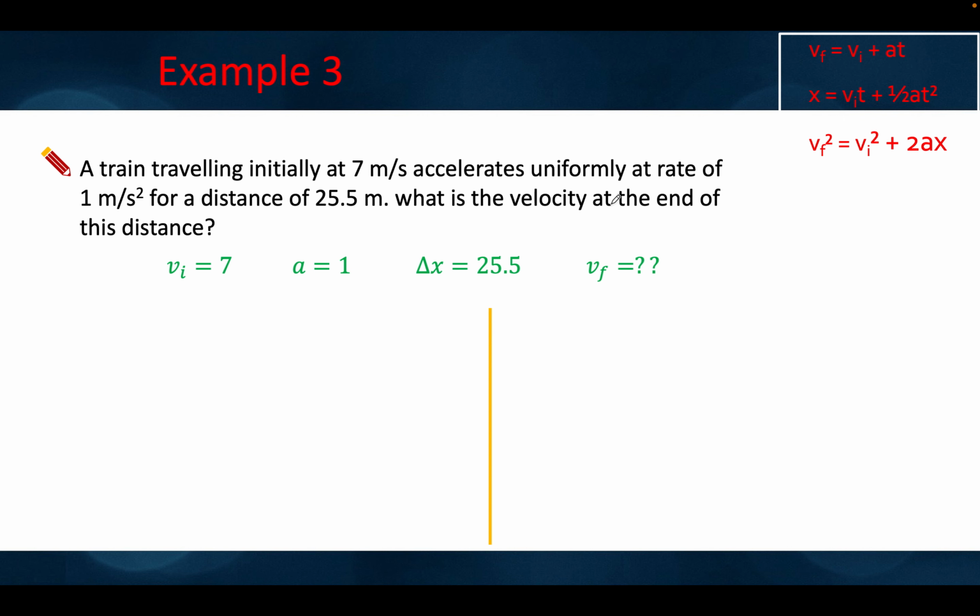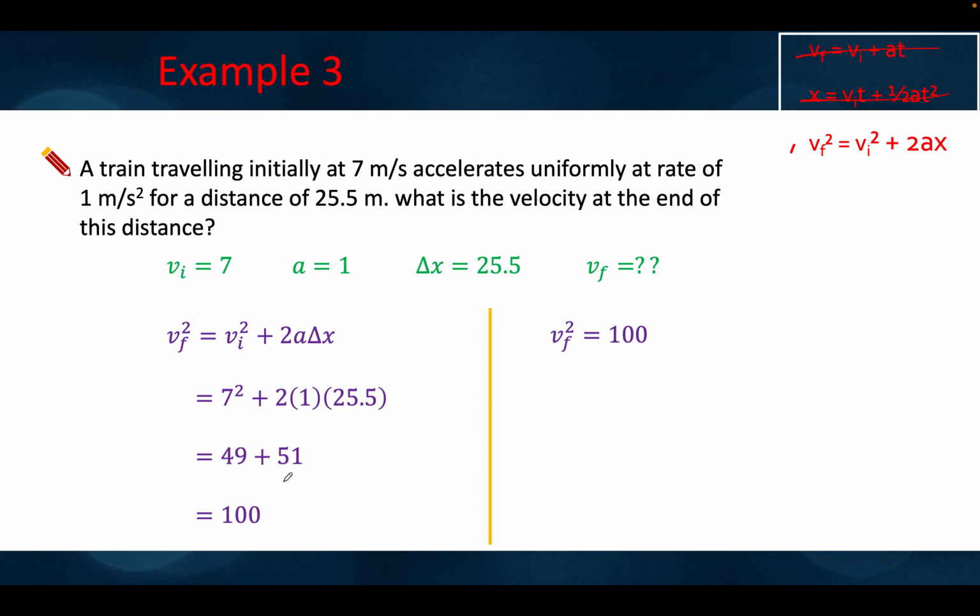Do I have a time in here? There is no time. So straight away, now that I know there is no time, this is gone and this is gone. I will have to use the last formula over here. Vf squared equals Vi squared plus 2ax. The final velocity, well that's easy, that's what we need, no need to rearrange. 7 squared plus 2 times 1 times 25.5, and you will get your answer of 100 meters per second squared.